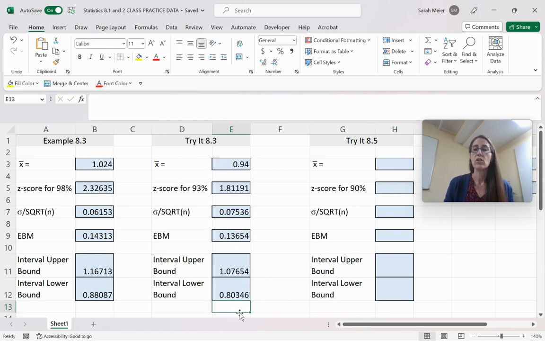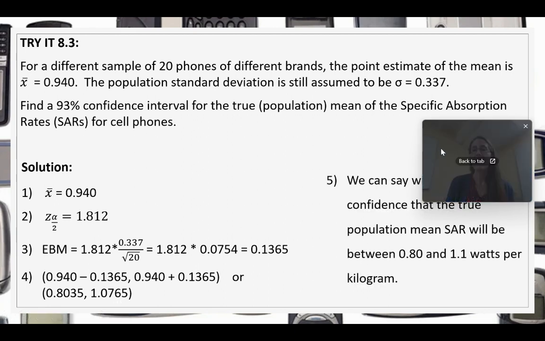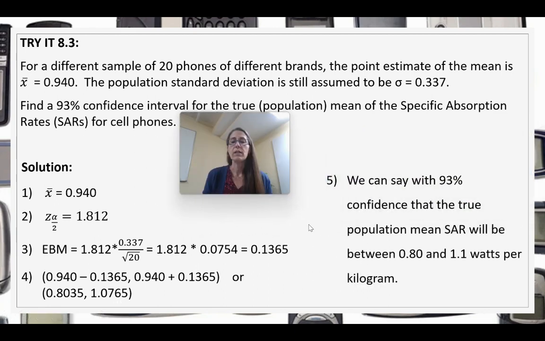So now we have our two values. So in this case, it's 0.8035, comma 1.0765. And we can say with 93% confidence that the true population mean SAR will be between 0.80 and 1.1 watts per kilogram.